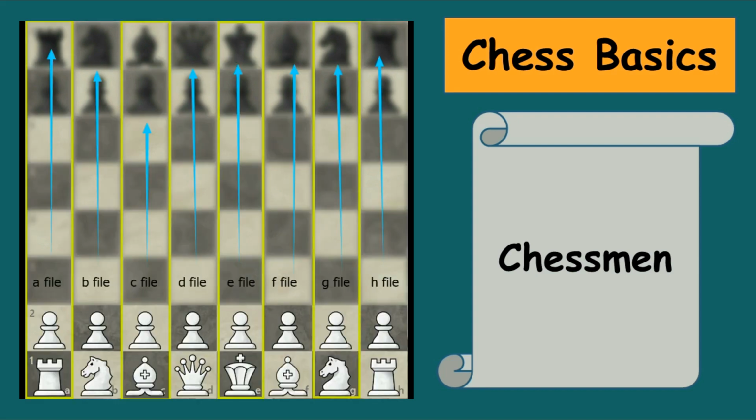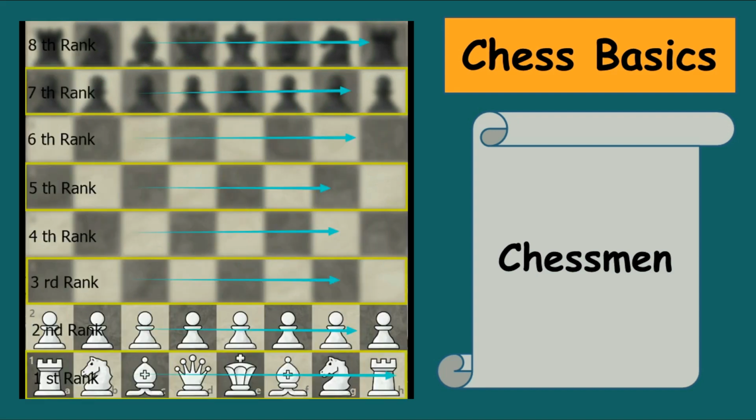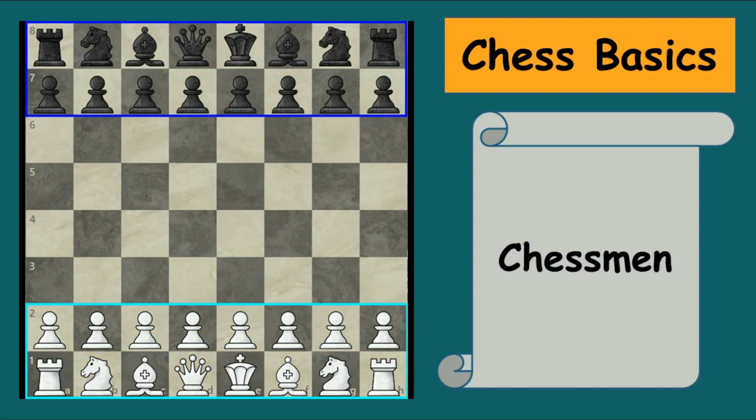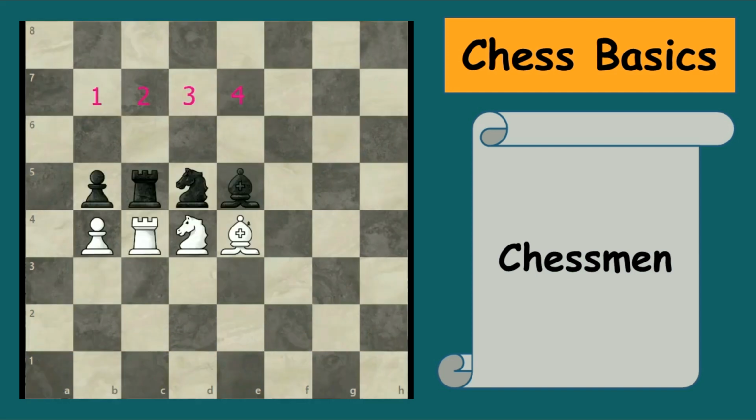Now you can notice that the files and ranks are named from white's point of view, and so white's pieces are arranged on the first and second rank. Though each side has 16 pieces, there are only 6 types of pieces. Now we can see what they are.